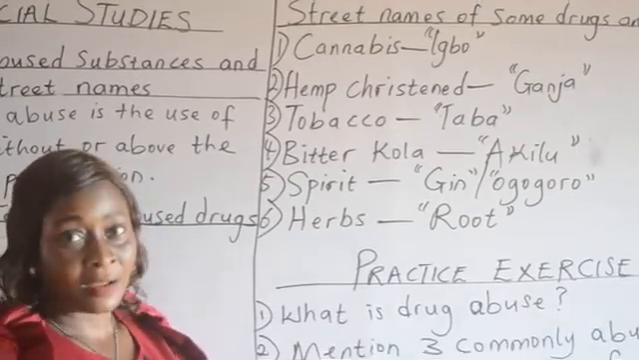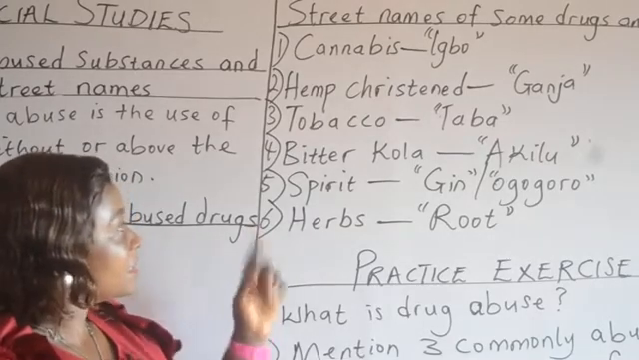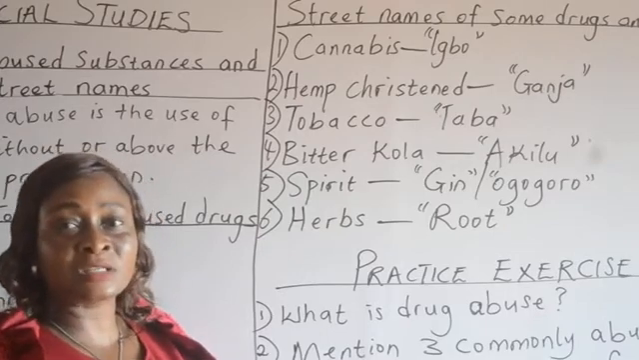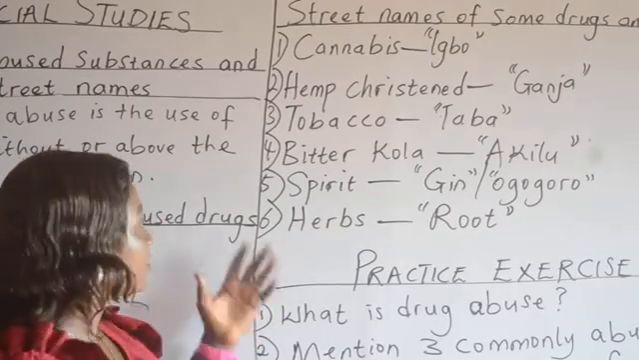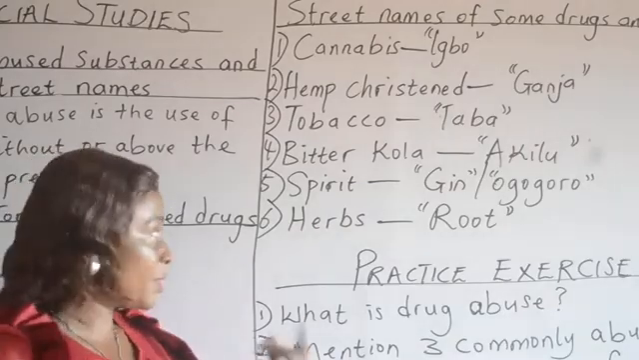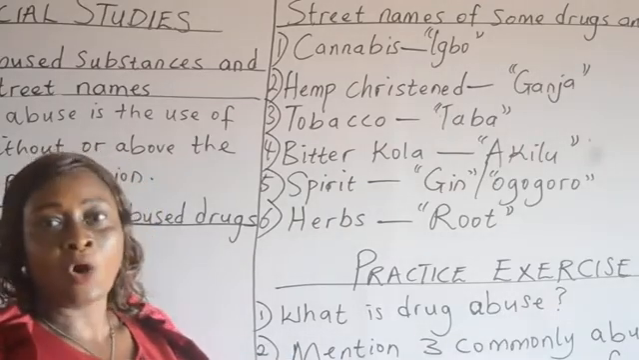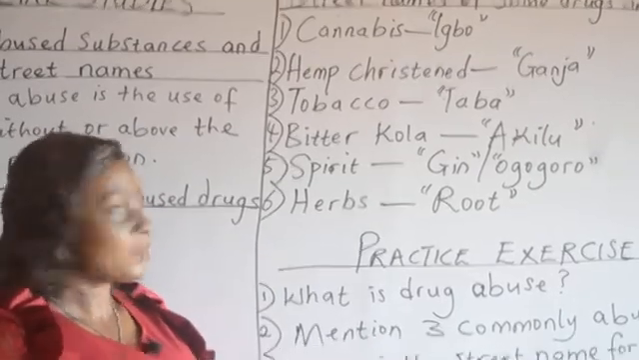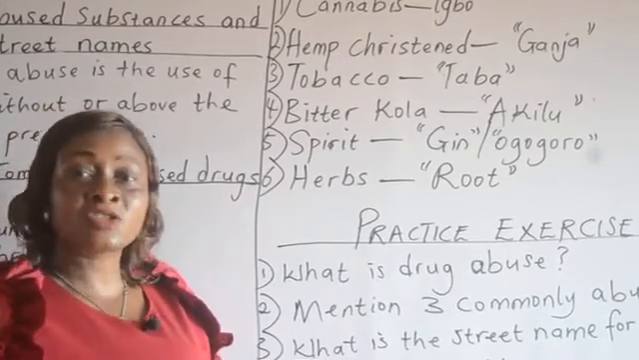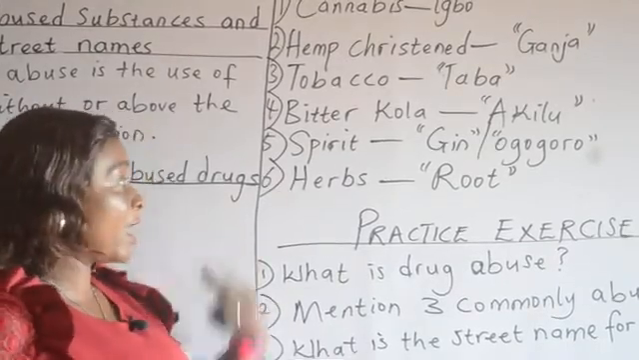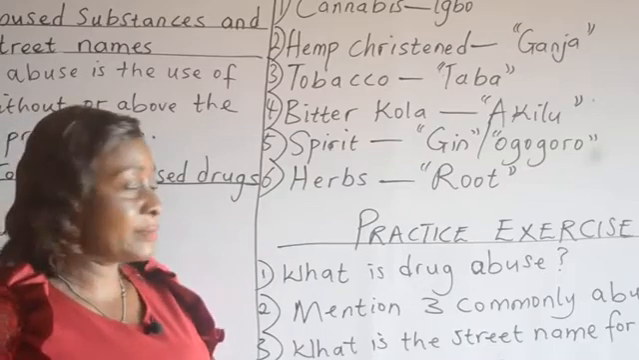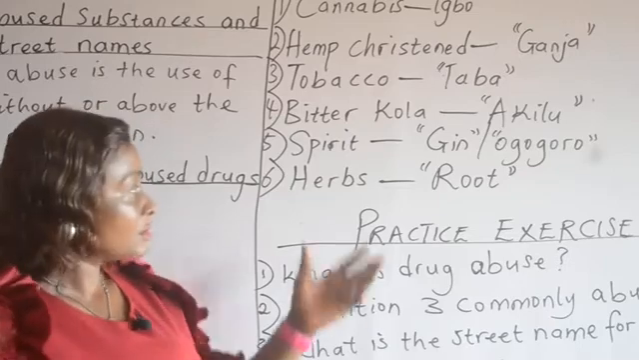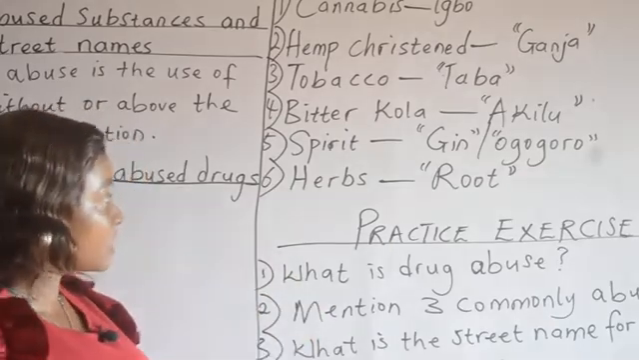Bitter cola. The street name for bitter cola is Akilu. Akilu is the street name for bitter cola. Spirits. Gin or ogogoro is the street name for spirits. Herbs. The street name for herbs is root. It's a name that people that make use of the drugs call them. So root is the street name for herbs.